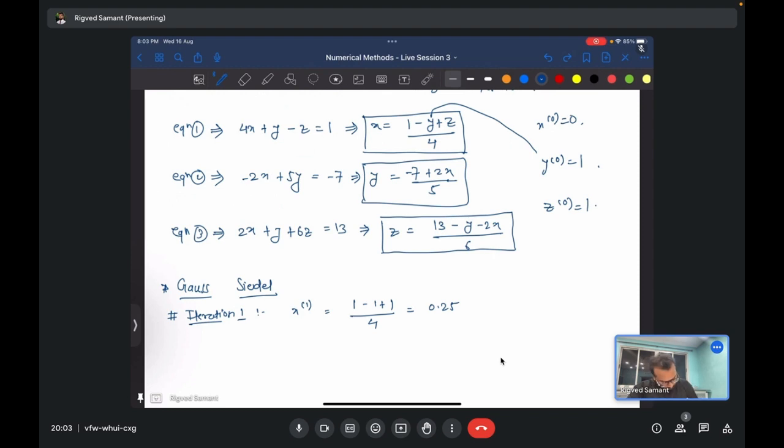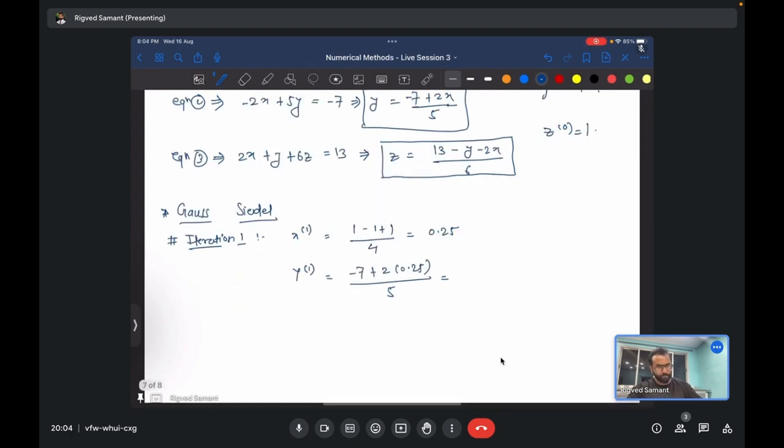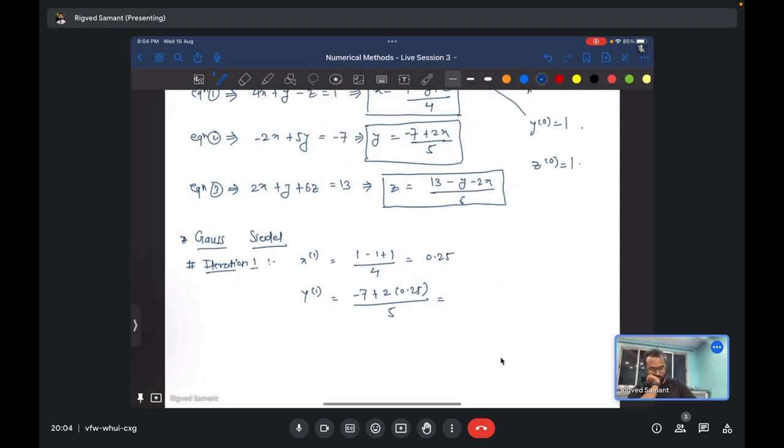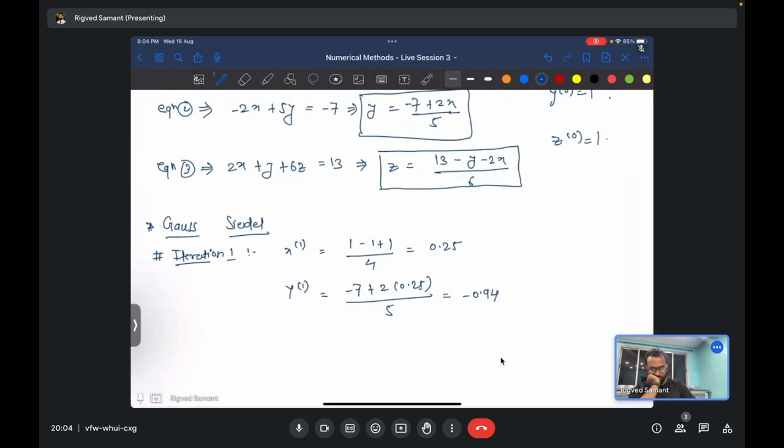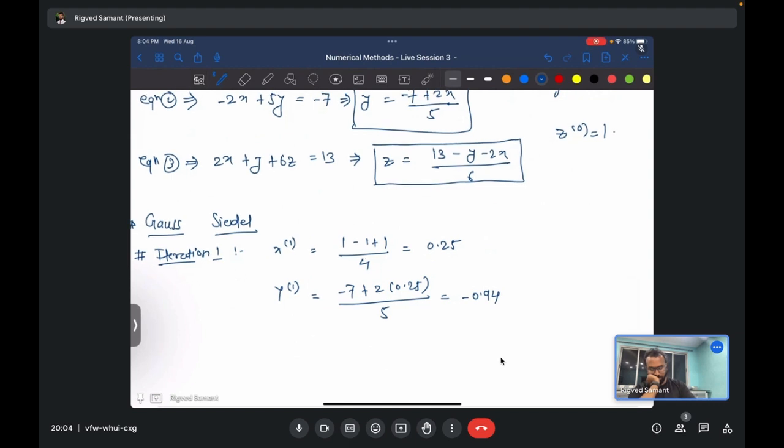Now y. After the first iteration, y would be, you will use this x1, so minus 7 plus 2 into x, where x would be this x1. So x1 is 0.25, divided by 5. So how much is that? Minus 0.94. Sorry, minus 1.3.